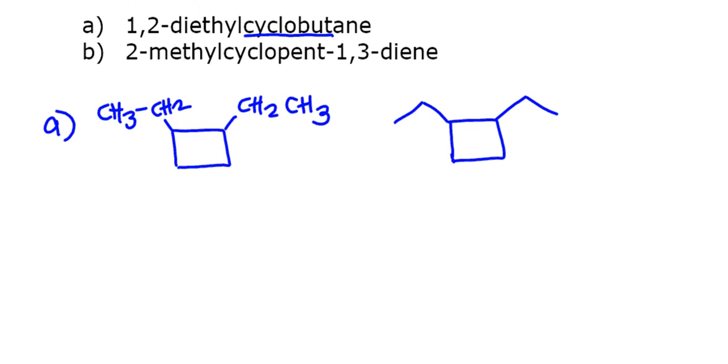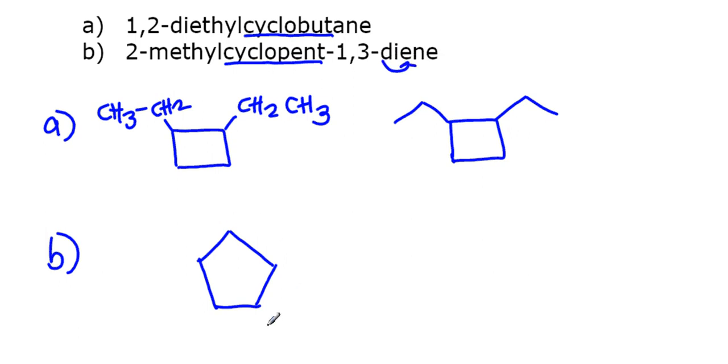Now let's try B. So B is 2-methylcyclopenta-1,3-diene. A little bit more going on. So I see cyclopent, that's what I'm going to start off with. So I know I need to make a pentagon. Okay, there's my pentagon. I need to put a double bond at 1 and 3. A diene means 2 double bonds.